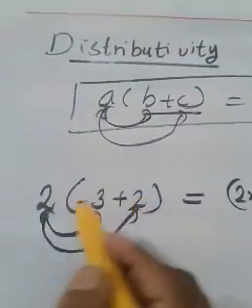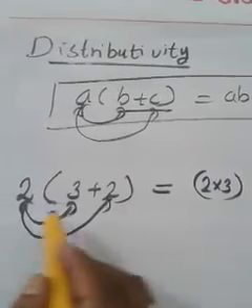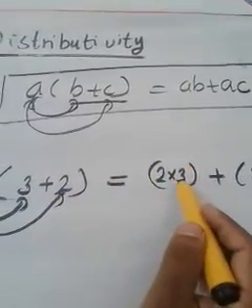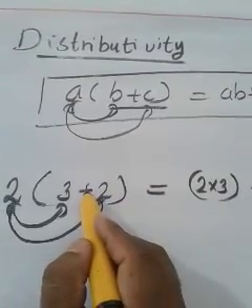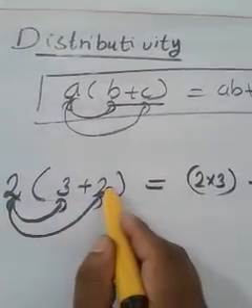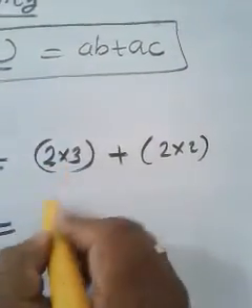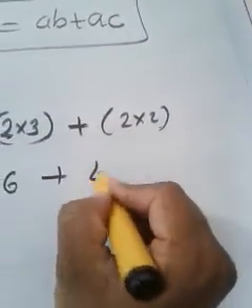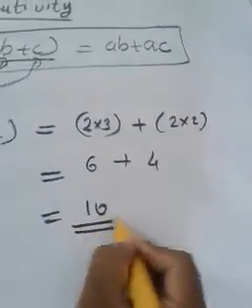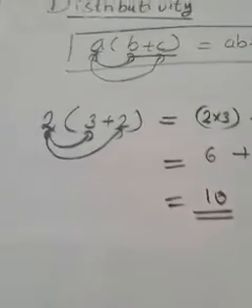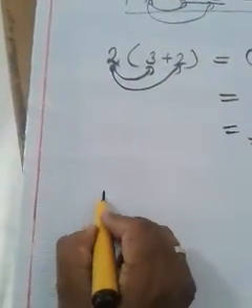So what can we do? How can we solve 2 into 3 plus 2? First of all, 2 into this number, that is 2 into 3, in a bracket, and this sign plus, then 2 into this number, 2 into 2, in a bracket. This is the way of solving. What is 2 into 3? 6. Plus what is 2 into 2? 4. 6 plus 4 is 10. The answer is 10. You may have understood, isn't it? This is the solving method by using distributivity. Very simple, no?